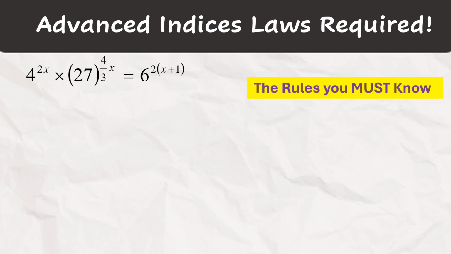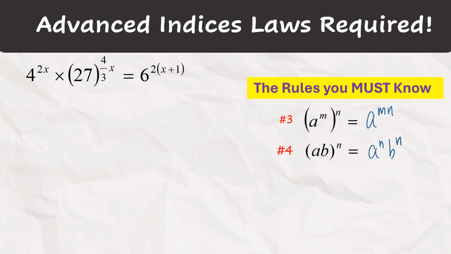So what we are going to do over here is focus on two particular laws, law number 3 and law number 4. At the same time, I am also going to apply the same trick: we must be able to identify the same base. Over here, it is not easy to have a same base, because 4, 27, and 6 do not have any common base. But what can we do then?